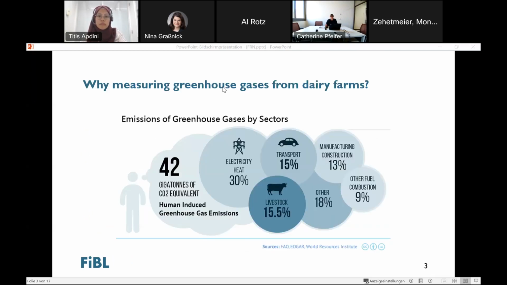The first question was, so why should we measure greenhouse gases? And this is one of the classical pictures we always see from FAO. Well, humans produce greenhouse gases, and when you look at the center, 15% of it is livestock. And so if we want to achieve any net zero or Paris agreements, we need to work on all dimensions, and livestock being so prominent on this graph shows that we also need to look at livestock.